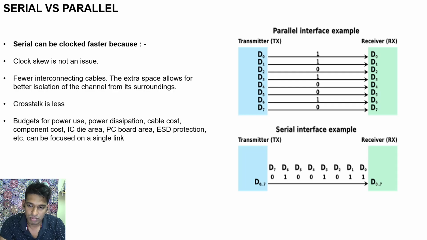But when you're designing to send the data over a long distance, like for example 10 meters to 15 meters, you cannot design for the attenuation or the delay or the clock skew. You cannot design for these factors. So that is when a serial interface is more preferable.